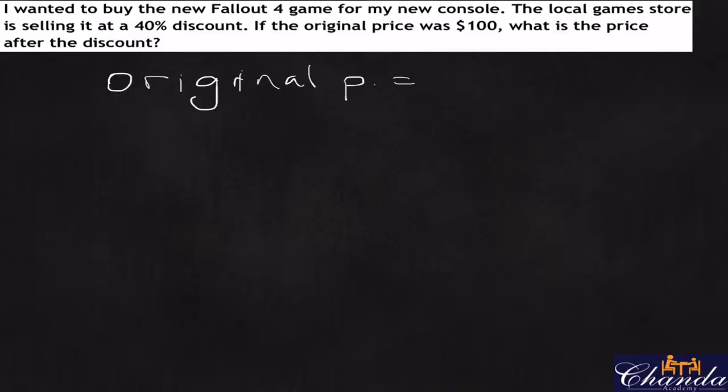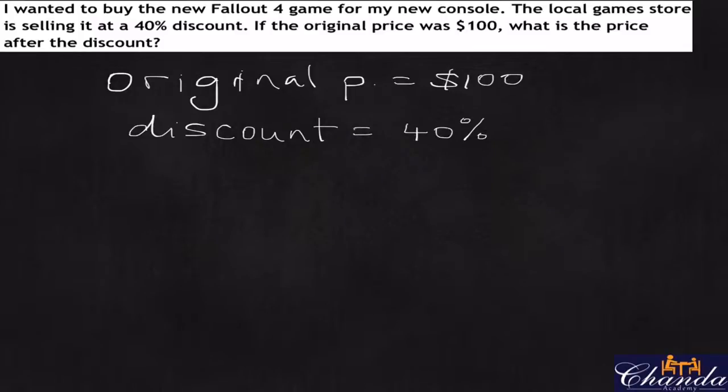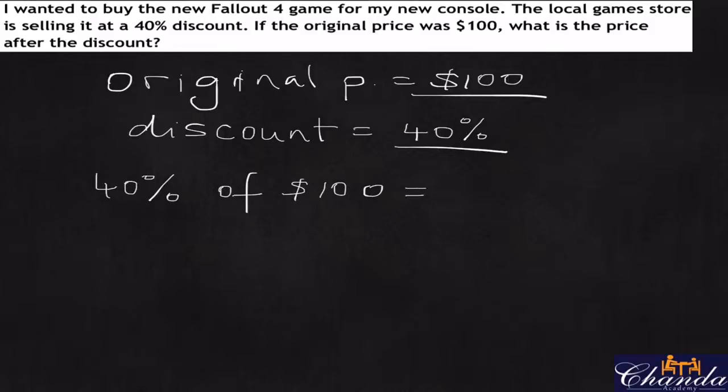Now the question is asking me, what is the price after the discount? So if the original price was $100 and the discount was $40, we simply do a takeaway. So 100 minus the 40 will leave me with $60. So what is the price after the discount? Therefore, the price after discount is $60.